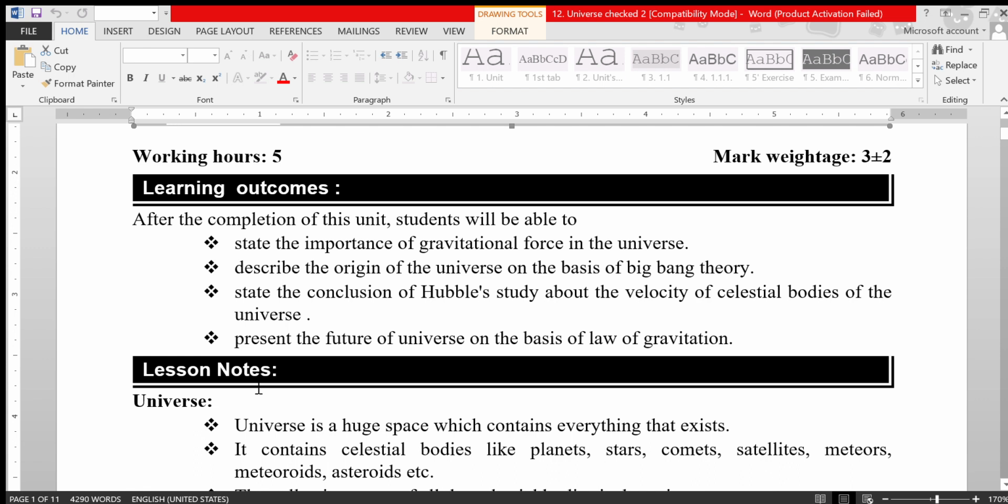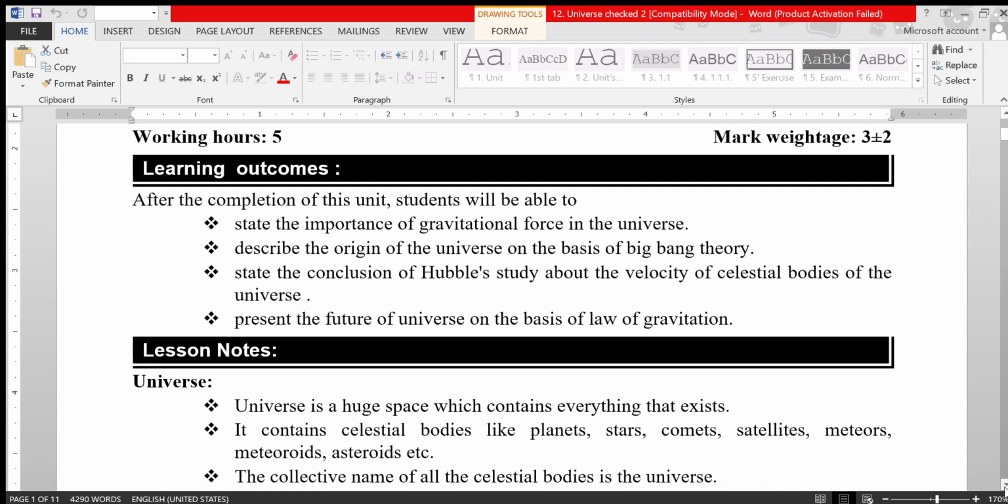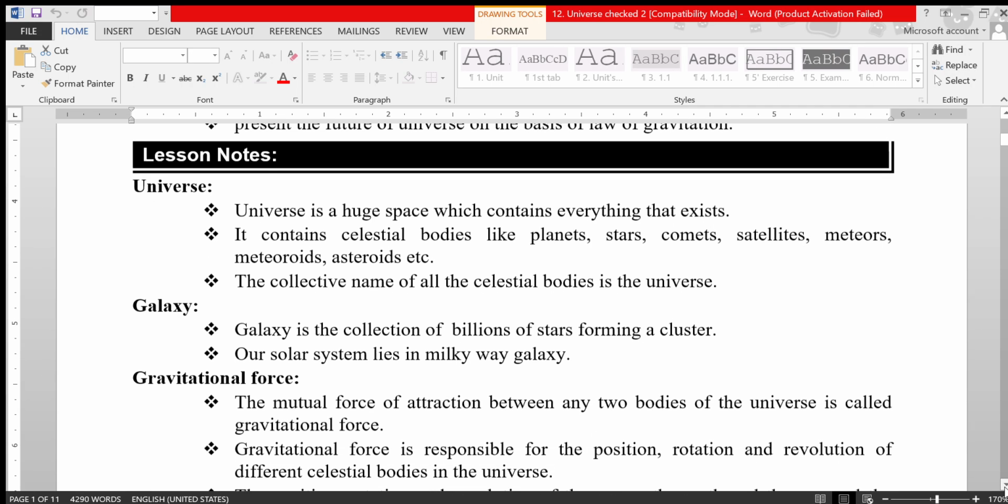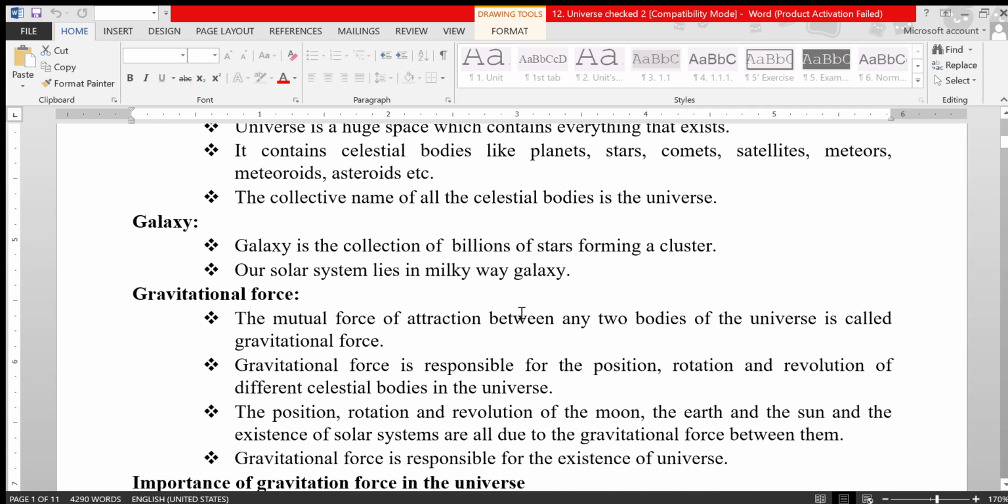Lesson notes. Universe. Universe is a huge space which contains everything that exists. It contains celestial bodies like planets, stars, comets, satellites, meteors. The collective name of all celestial bodies is called universe. Galaxy is a collection of billions of stars forming a cluster. Our solar system lies in the Milky Way galaxy.